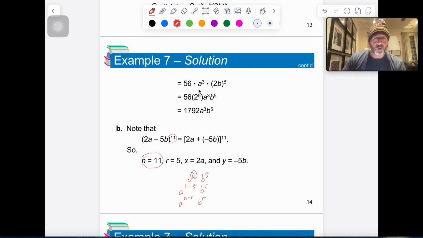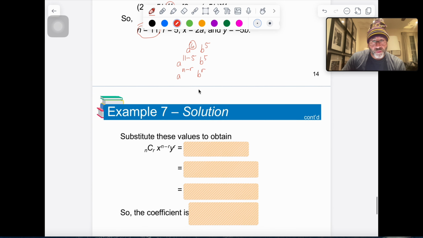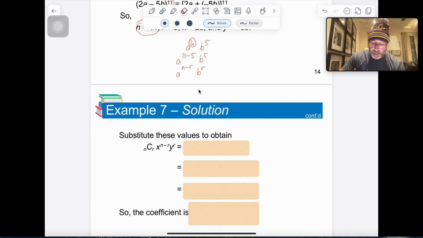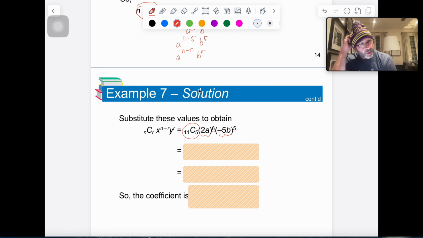So if we continue working backwards here, we know that if we set this up, we have 11C5, okay? We have 2a being raised to the 6th power. We have negative 5b being raised to the 5th power. Okay, this is the setup here.